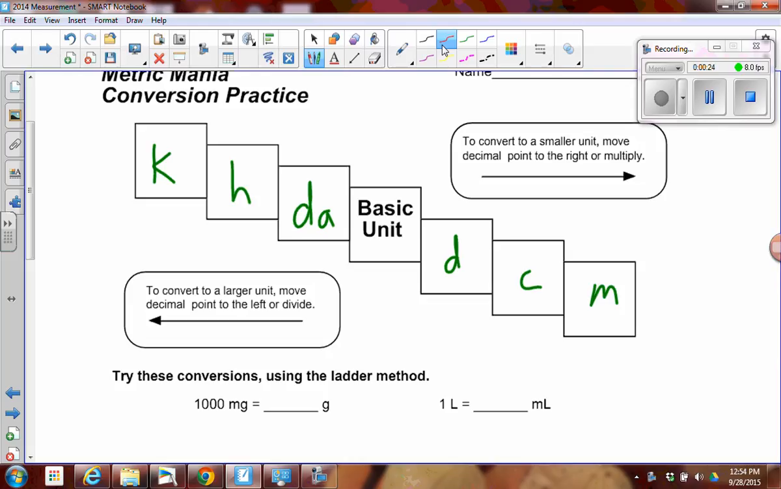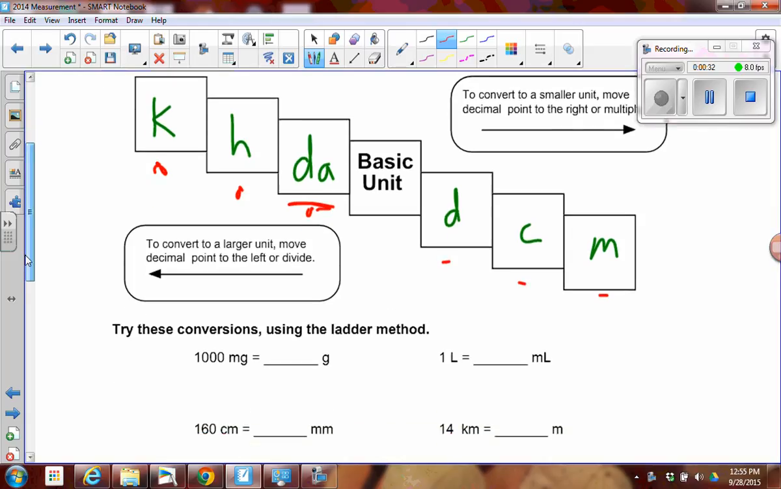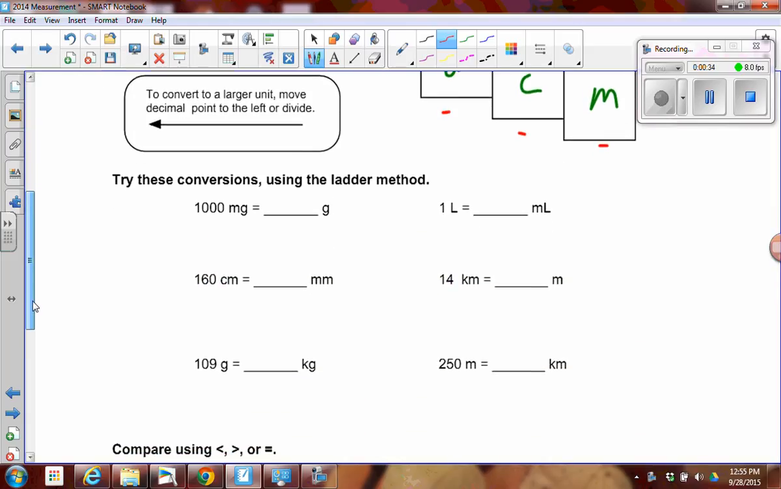So notice I filled in the ladder, if you will, with kilo, hecto, deca, da, deci, centi, milli. And as I come down here, whenever you see only one of a unit here, that must be base. For example, here I would never ever have 250 millis. That doesn't make any sense. So it has to be 250 meters.